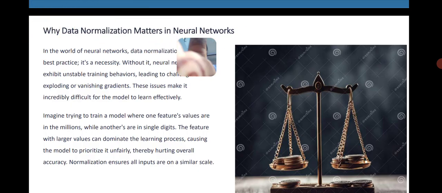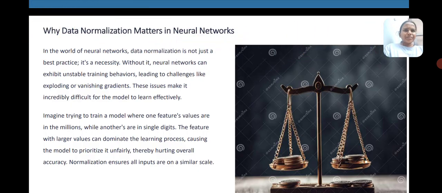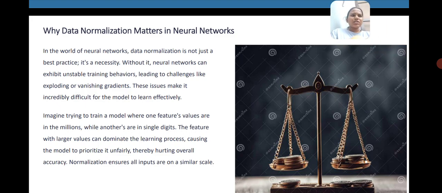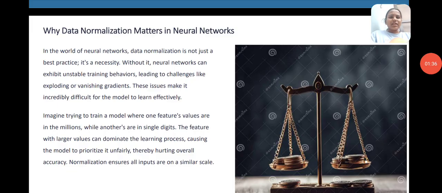Next, why data normalization matters in neural networks. In the world of neural networks, data normalization is not just best practice, it is a necessity. Without it, neural networks can exhibit unstable training behaviors, leading to challenges like exploding or vanishing gradients. These issues make it incredibly difficult for the model to learn effectively.